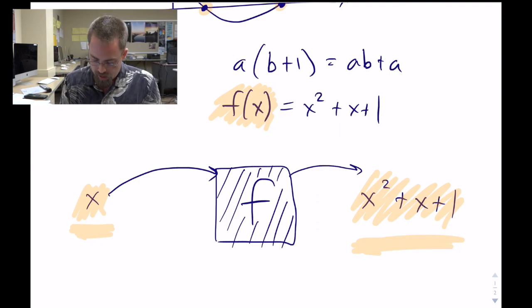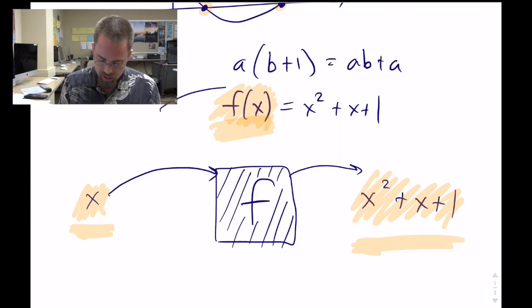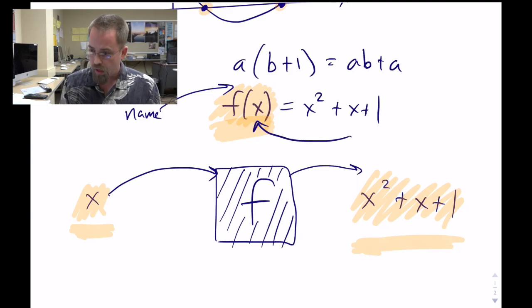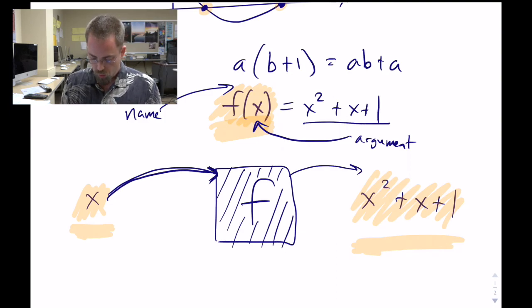This is not f times x. So you gotta watch out for that. This is the name of the function, and this is an example of the argument, the input, what it takes. Not being multiplied, one is being fed into the other, and then they're showing you over on the right side what happens to that example input.